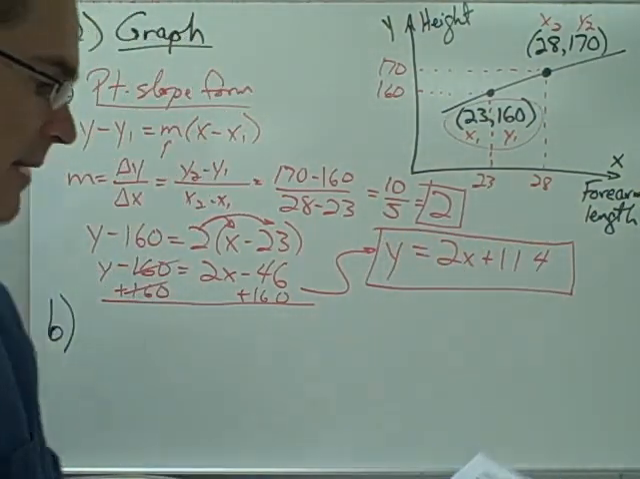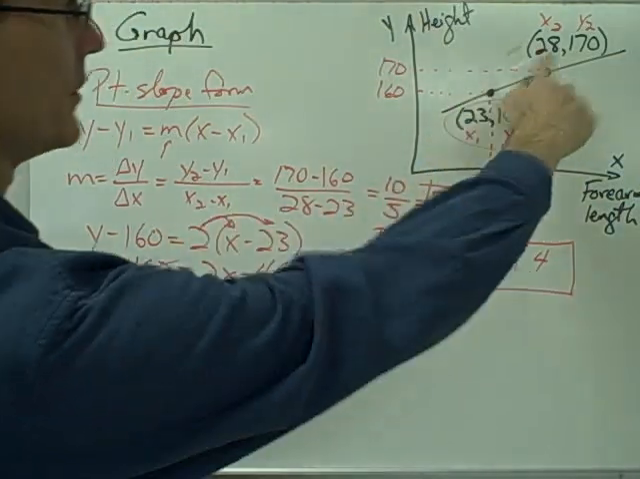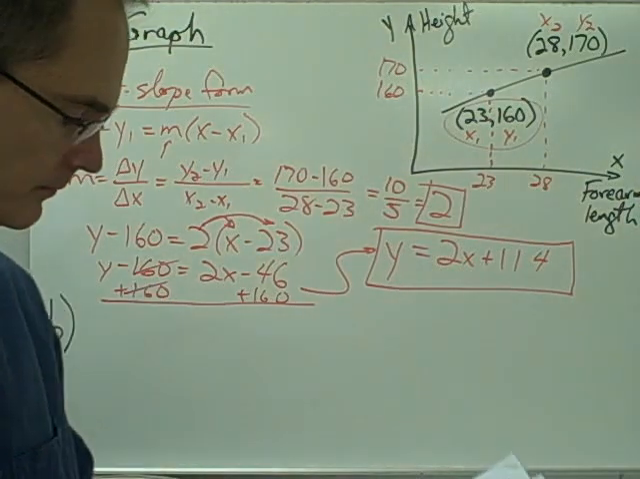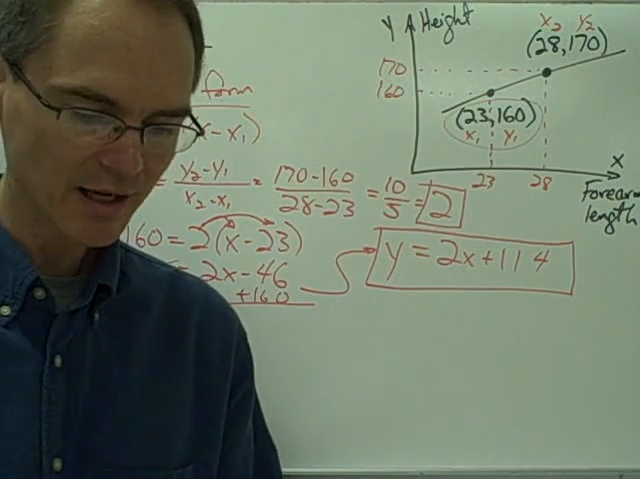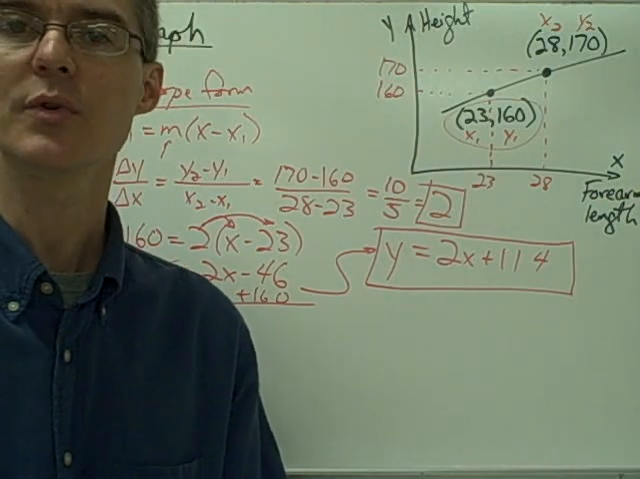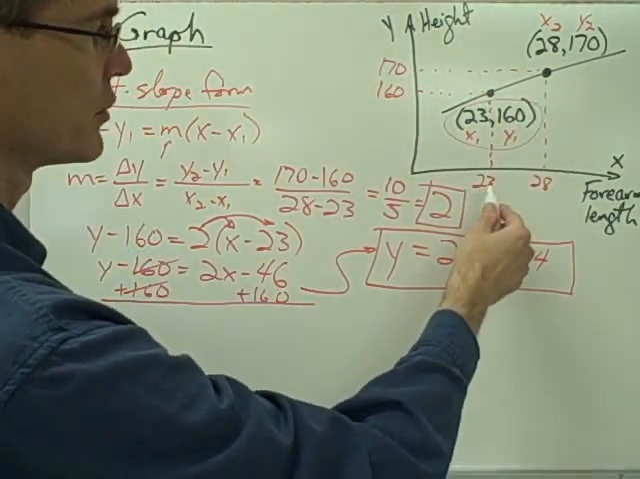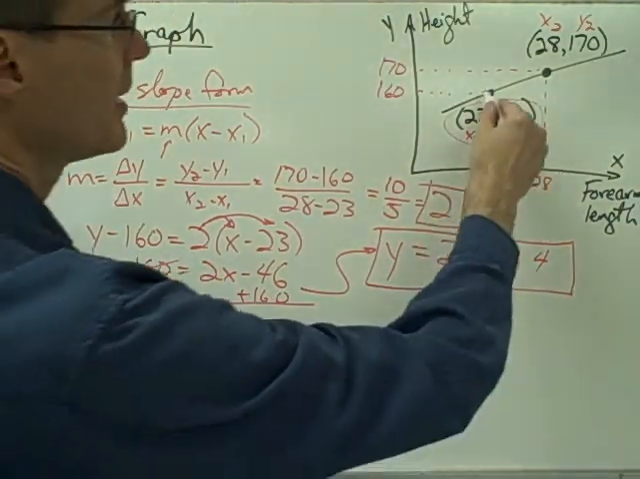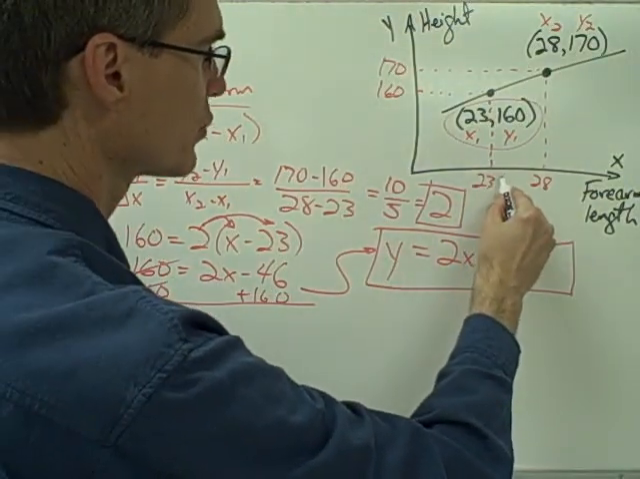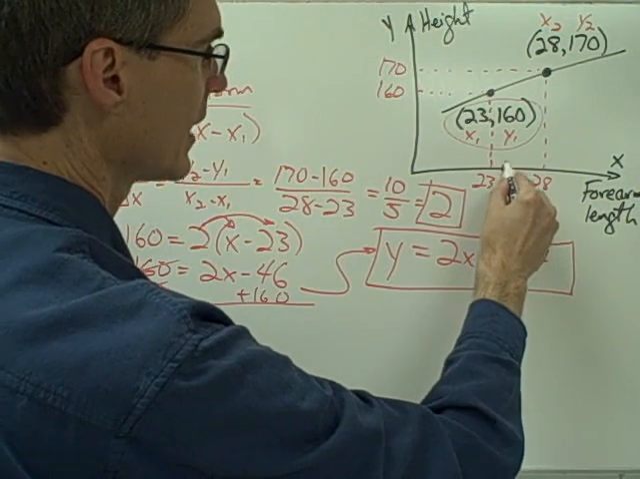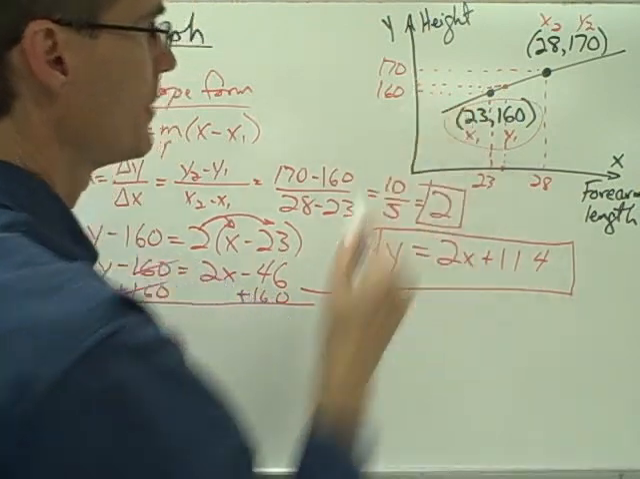And so now I have my equation, or my formula, for this linear function. Part B says, based on this formula, what would you expect would be the height of a woman whose forearm is 24 centimeters long? Well, I don't have data on my graph for a woman whose forearm is 24 centimeters long, but based on this formula that I just came up with, a woman whose forearm is 24 centimeters would be about right here. And so her height would be about right here.